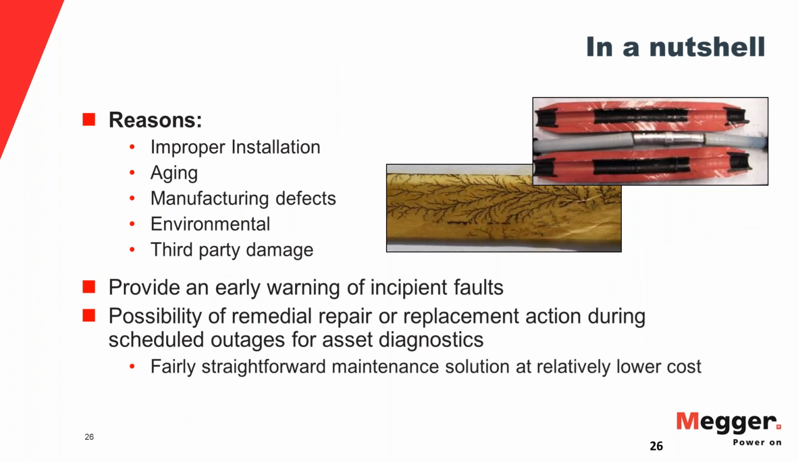And so, in a nutshell, what can cause partial discharge in the accessory? Well, of course, improper installation, even aging, manufacturing defects, even though that is getting less and less because the quality procedures and processes are improving. It can be due to environmental third-party damage. Somebody just hits the cable. And again, if you measure partial discharge correctly, you are able to get an early warning and do something before it's too late.